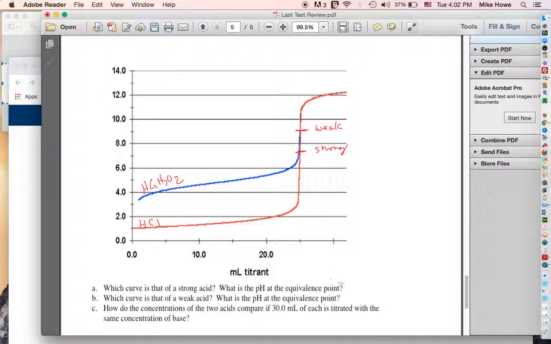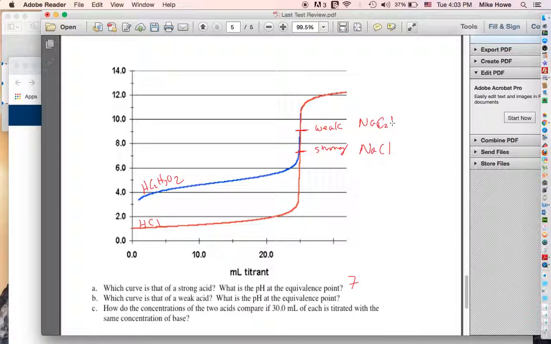So the pH for the strong acid is about 7, which is what you would expect, because if you're titrating sodium hydroxide against hydrochloric acid, your salt that's produced is going to be NaCl. And NaCl comes from a strong base and a strong acid, so you'd expect a neutral pH. There's no hydrolysis. In this case, the salt will be sodium acetate.